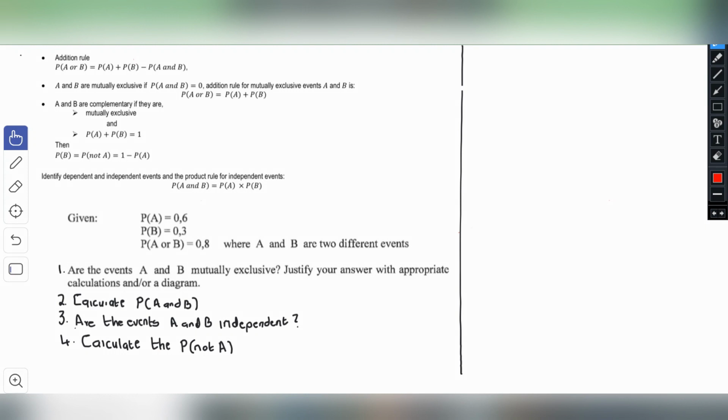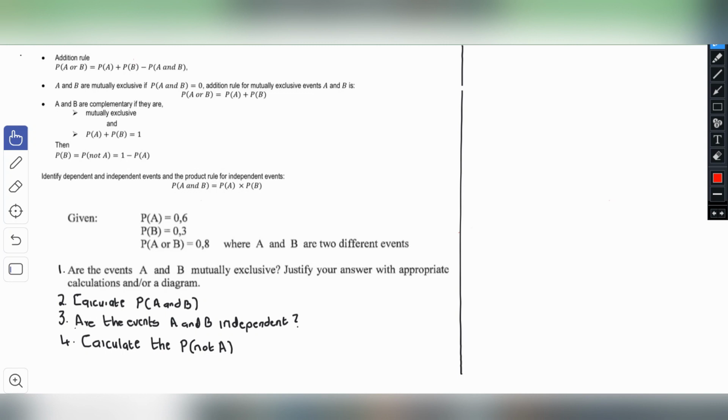So what we're going to do is solve all these questions. You can see that we have four questions here. It's 1, 2, 3, and 4, right? So we're going to solve all those questions while explaining all those terminologies of the mutually exclusive, the complementary, independent, and the dependent events, right?